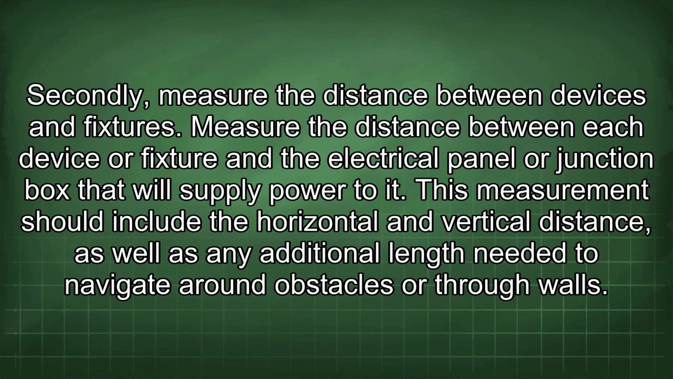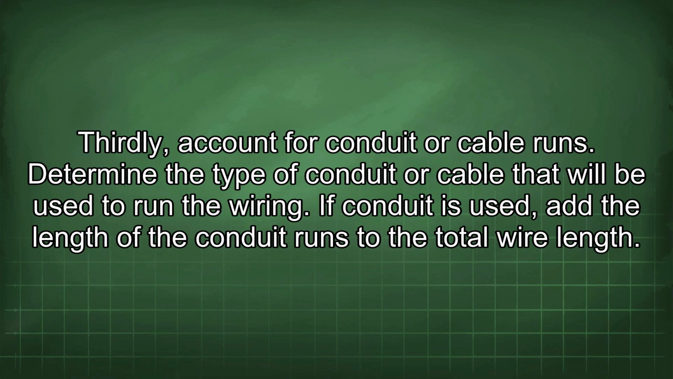Secondly, measure the distance between devices and fixtures. Measure the distance between each device or fixture and the electrical panel or junction box that will supply power to it. This measurement should include the horizontal and vertical distance, as well as any additional length needed to navigate around obstacles or through walls. Thirdly, account for conduit or cable runs.